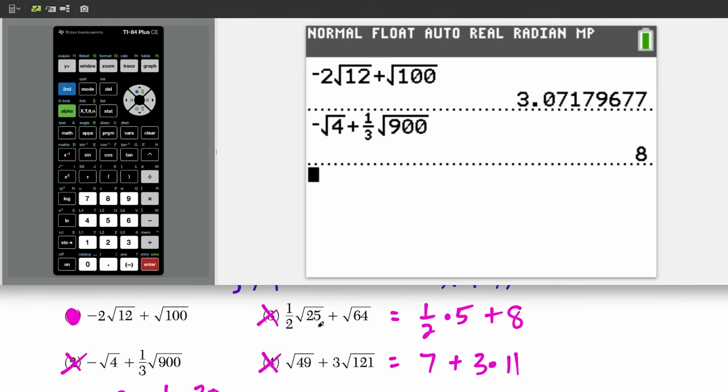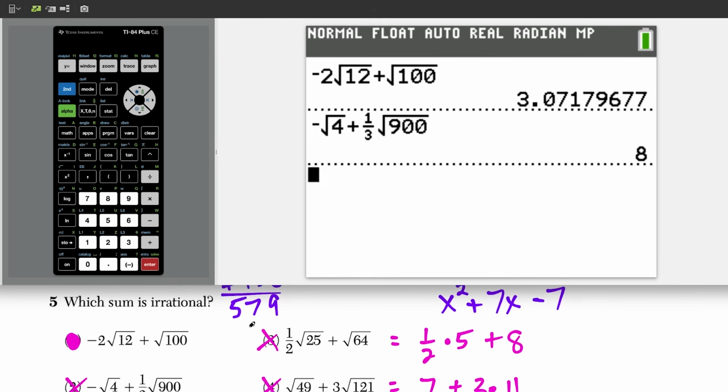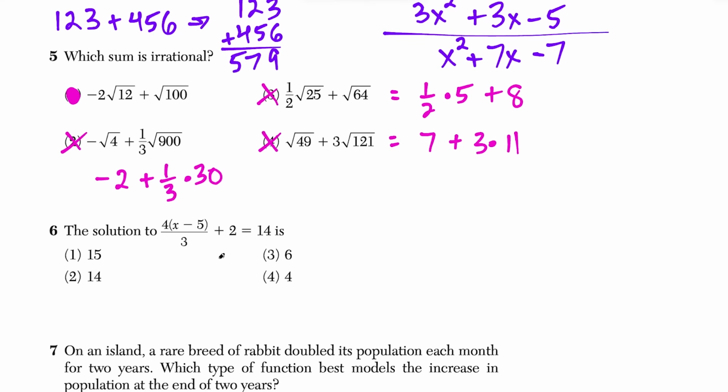And you could do this for all the other answer choices. But if you want to trust your understanding of the concepts, you can just see, oh, wait a minute, this is the only non-perfect square. And that would tell me that this part is irrational, and the sum of an irrational and a rational number is irrational. Question 6, the solution to this equation is... and for this one, I'll do this 2 ways.